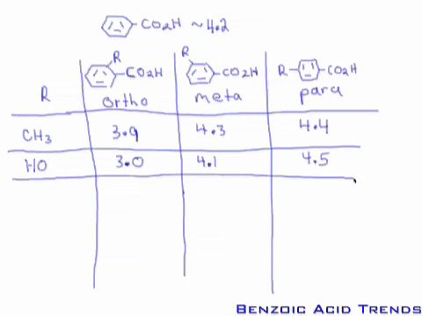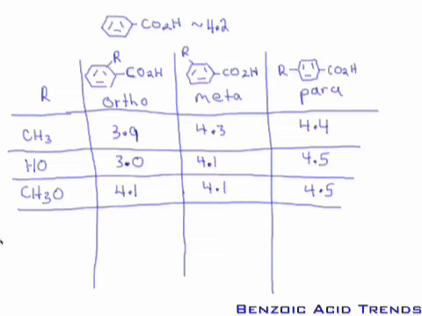Methoxy, again the ortho is more acidic. The meta is more acidic. And the para is less acidic. Interesting. If we now compare bromo groups, again the ortho is quite a bit more acidic. Meta is quite a bit more acidic, but para, although it's still more acidic, is less so. Again, we could go with chloro, 2.9, 3.8, 4.0. So chloro parallels bromo.